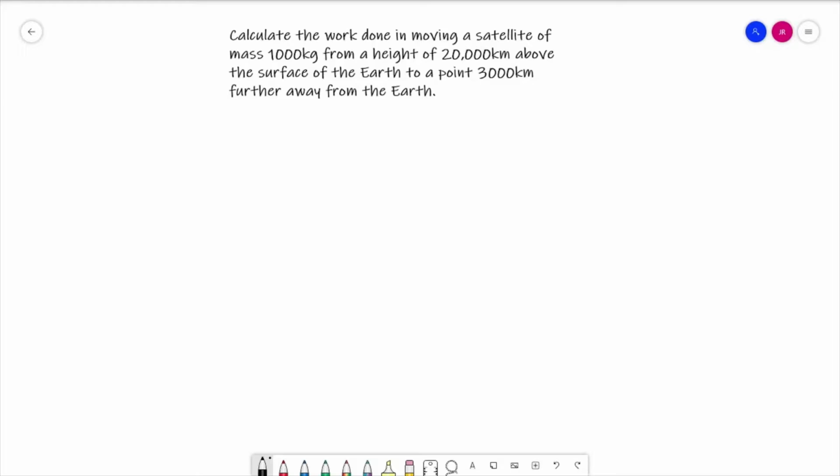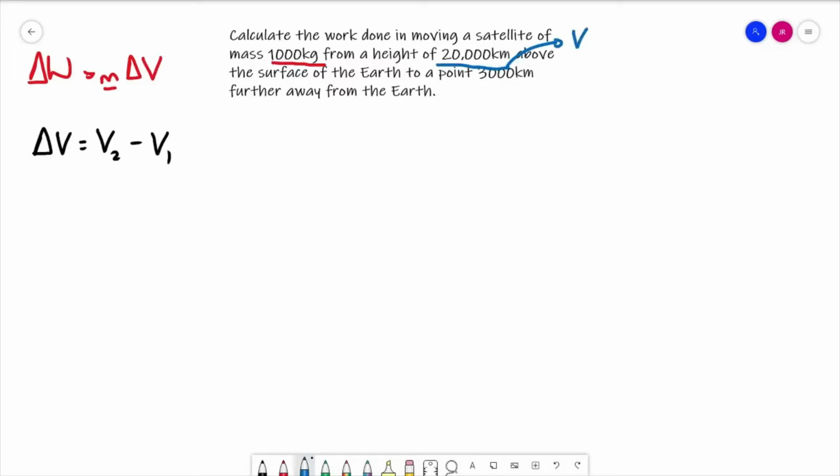So firstly then, let's have a look. We've been asked for work done, and we know that work done is mass times the change in potential, and the mass here will be the 1,000 kilograms. So the main thing we've been asked for in this question is to calculate the change in potential, and then we can just multiply it by 1,000 and we get the work done. So let's have a think about change in potential then. Well, we know that delta V is going to be V2 minus V1. Where is each one going to be? Well, at a height of 20,000 kilometres will be V1, and then 3,000 kilometres further away, so that will be at 23,000 kilometres, then that will be V2.